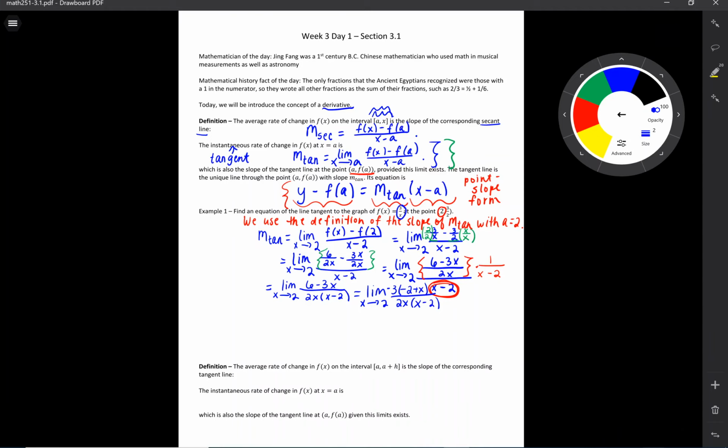Well, hey, check it out. I can cancel this x minus 2 with this x minus 2. And that makes my life so much easier, because now I have the limit as x goes to 2 of negative 3 over 2x, and now I can plug in x equals 2. It no longer makes my denominator equal to 0. So I plug in x equals 2 here, and this is equal to negative 3 over 4.